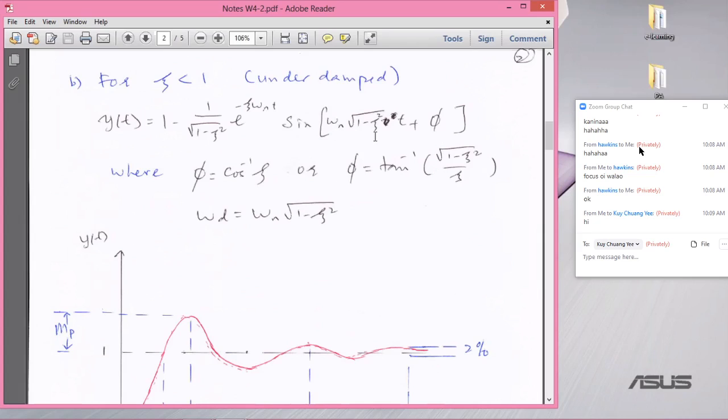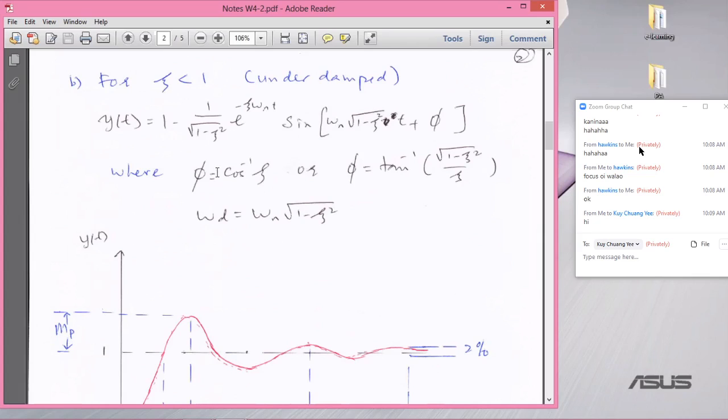And the frequency of oscillation now, instead of just omega n, you're going to have this omega d. Omega d is the actual frequency of oscillation. Omega n is known as the undamped natural frequency, or just the natural frequency. So this is a solution when zeta is less than 1.